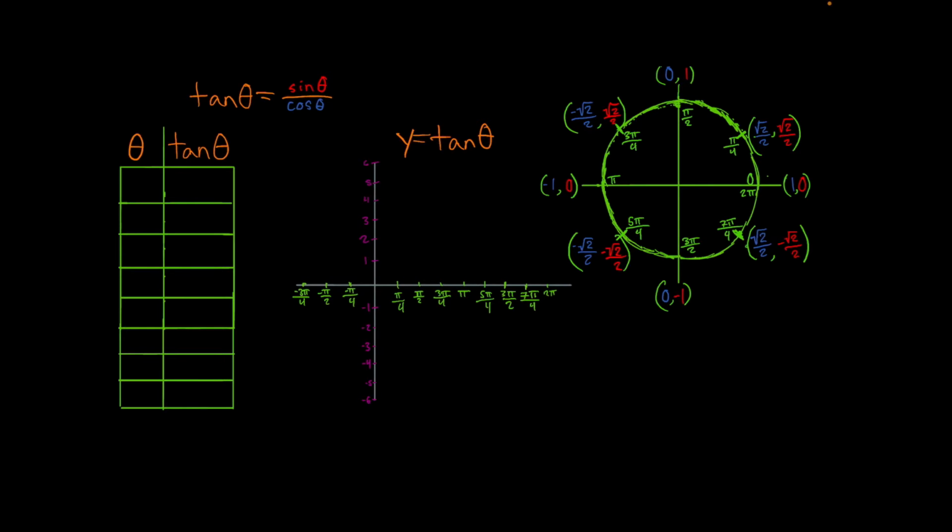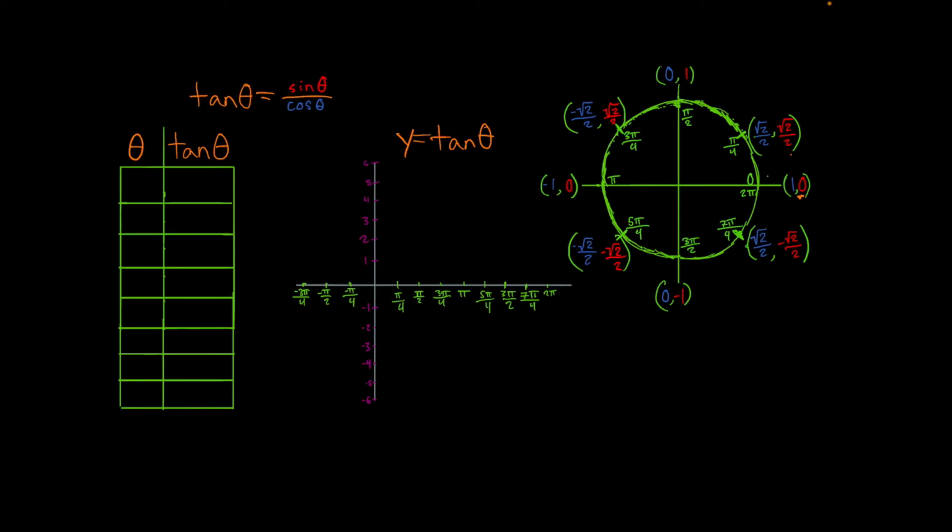Now, how do we graph tangent of theta, or y equals tangent of theta, I mean. First of all, tangent of theta equals sine of theta divided by cosine of theta. Now we have the unit circle right over here. Sine of theta equals the y-axis, so here we have 0, square root of 2 over 2, 1, square root of 2 over 2, 0, negative square root of 2 over 2, negative 1, and negative square root of 2 over 2. Let's just do a few of our values.